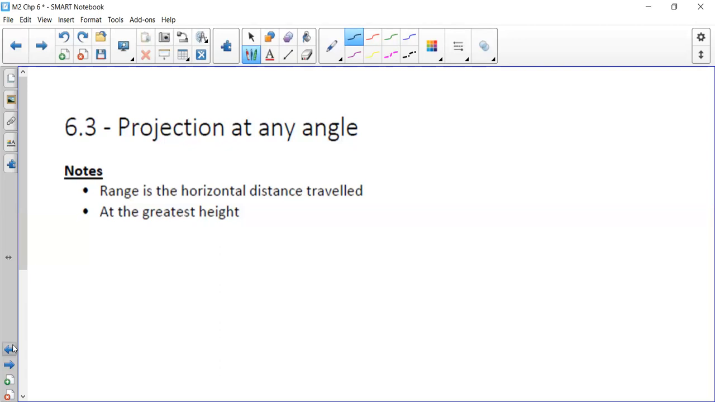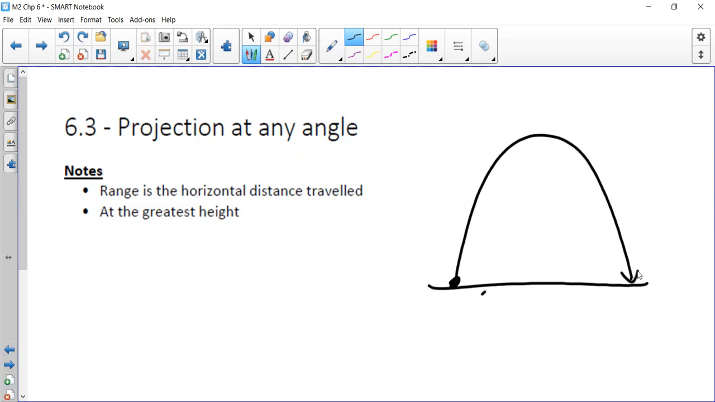So first of all, notes: the range is the horizontal distance traveled. On the side, may I invite you to draw a little projectile. What we know is the range is the horizontal distance traveled, so basically this is the range. The range is a horizontal distance, so Sx. And then at the greatest height, let's call this point G.